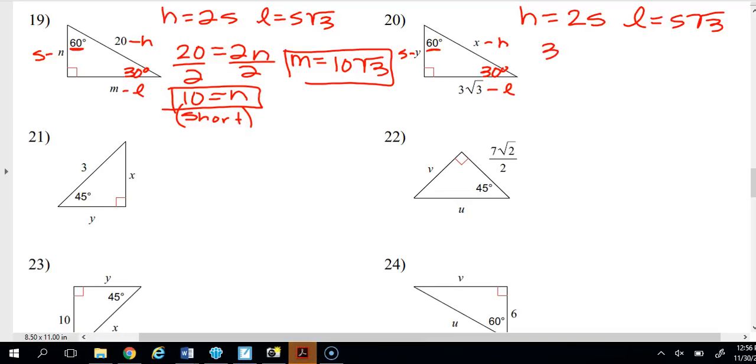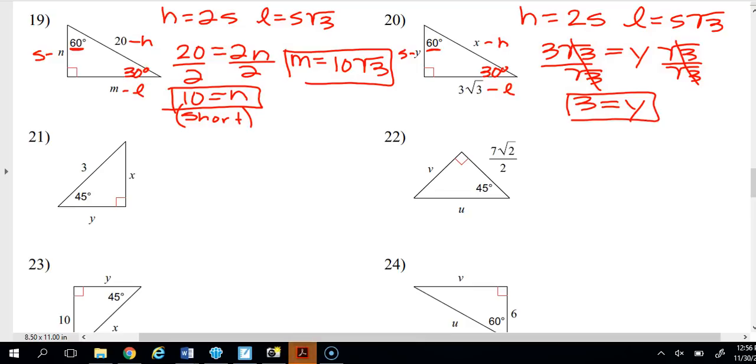So we have 3 square root of 3 is equal to, and our short leg was y, square root of 3. This time we divide both sides by the square root of 3, and it's going to cancel them out on both problems. So y is equal to 3. Then we're going to plug that back in to solve for the hypotenuse, which is x. So h equals x here, so x equals 2 times 3, which equals 6. So x equals 6.